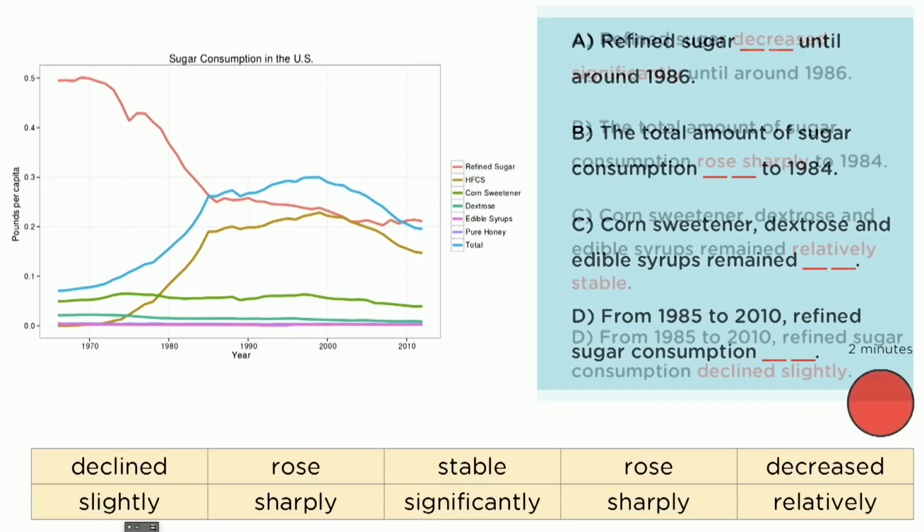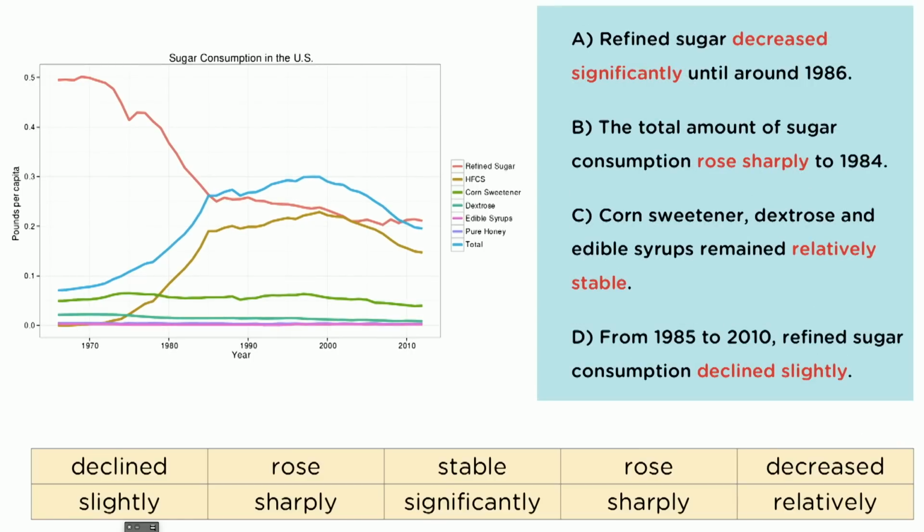Cool. Let me show you my answers. I wrote refined sugar decreased significantly. You can see the significant decrease here until around 1986. You could have used declined. You could have used declined sharply. That would also be correct. Or decreased sharply. That would also be correct.